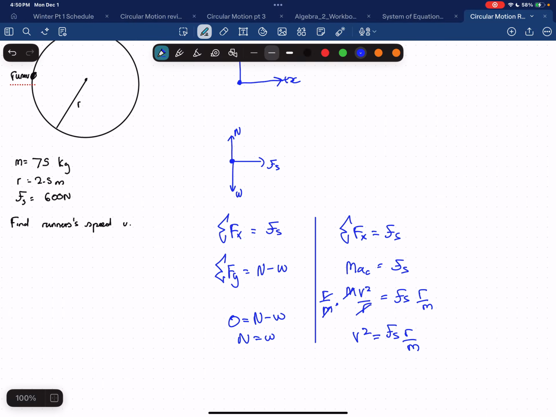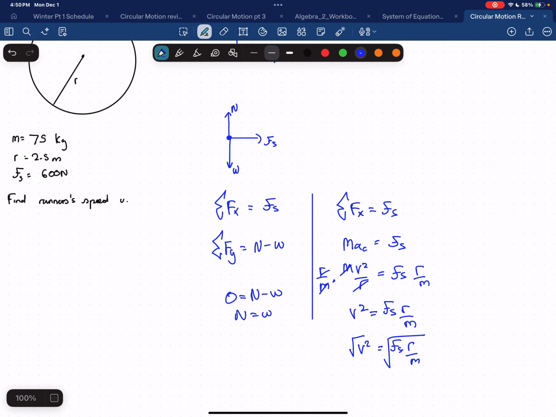Then I'm just going to take the square root of both sides. And we see that the formula to get my velocity really is going to be the square root of fs r over m. And you have your quantities there. Just plug those in. The physics here is done. We have our equation, so plug those in, and you'll be able to solve your problem.